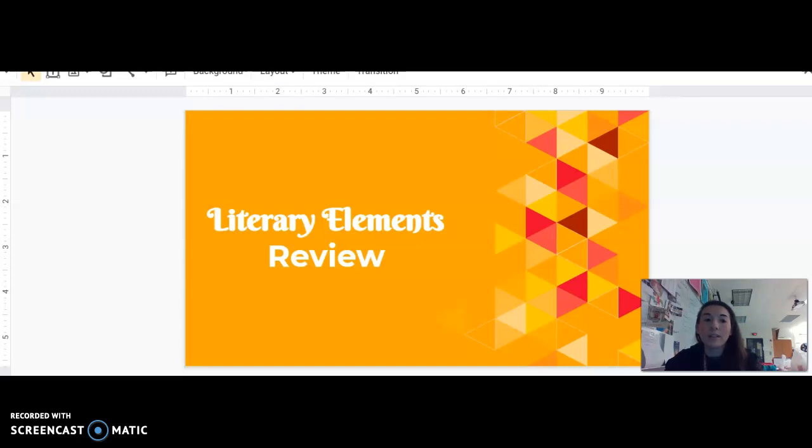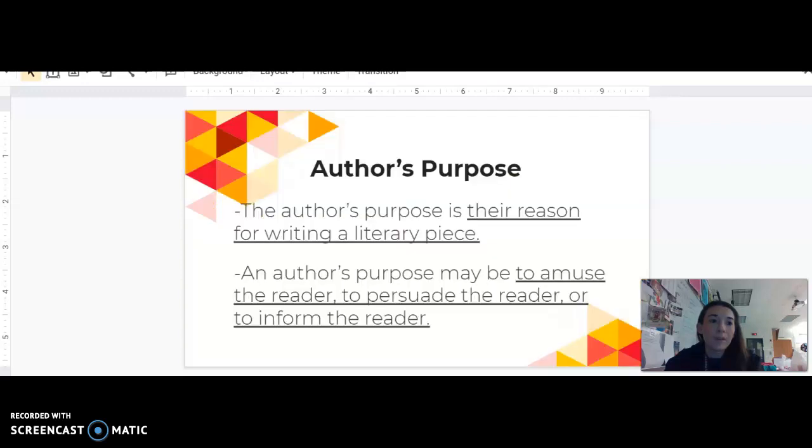So let's talk a little bit about literary elements as far as poetry. So we've already talked about author's purpose before, with it being either to amuse or to entertain, to persuade, or to inform. Poetry is a little bit special. The author's purpose is their reason for writing a literary piece. With that in mind, poetry can cross the line between to entertain and to inform, because the poem is trying to have a very creative and musical form to its informative message.